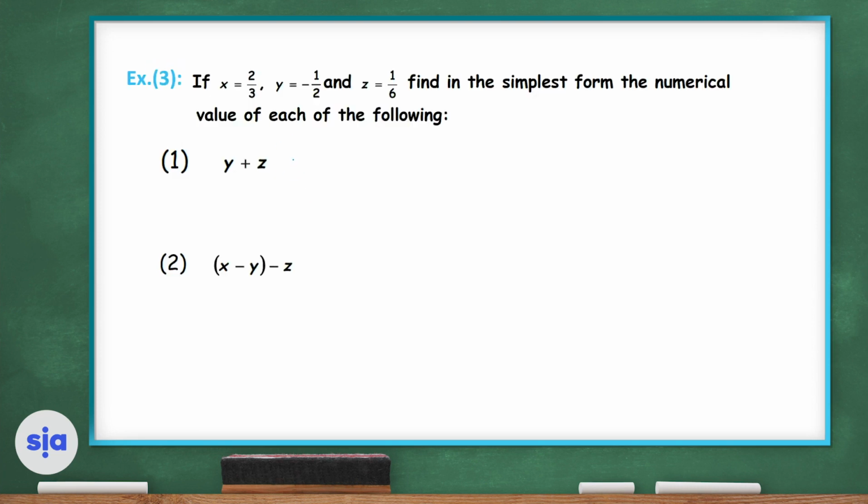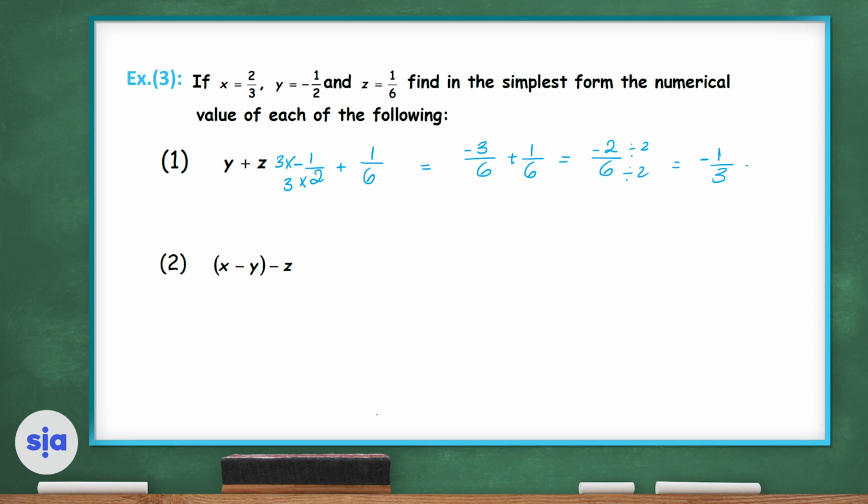y plus z. What's y? The y is negative half plus the z, which is 1 over 6. You need to make them having the same denominators. So it will be negative 3 over 6 plus 1 over 6 is negative 2 over 6. If you simplify it more, divided by 2, it's negative 1 over 3.